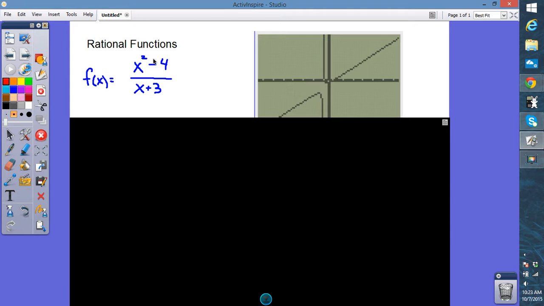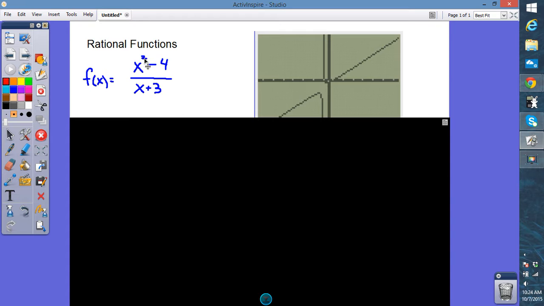Remember, we're evaluating the degree of the numerator and the degree of the denominator. In this case, our n is greater than our m. All right, let's go back to the other two situations. If n was less than m, you had a horizontal asymptote at y is equal to 0. And if n was equal to m, then you had a horizontal asymptote at a divided by b.